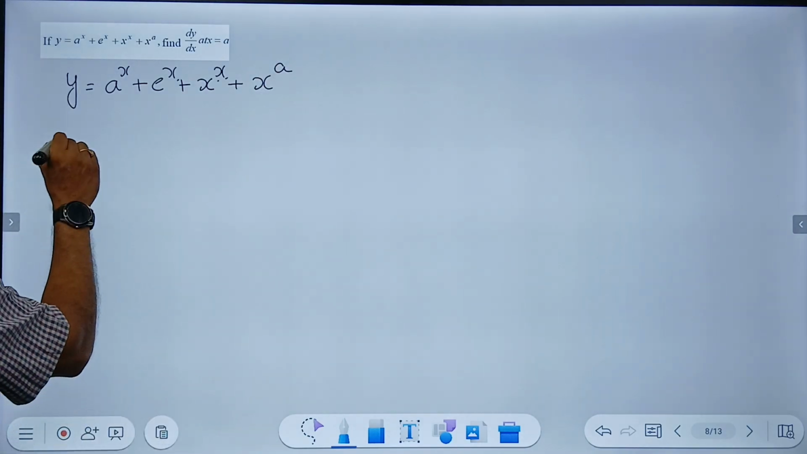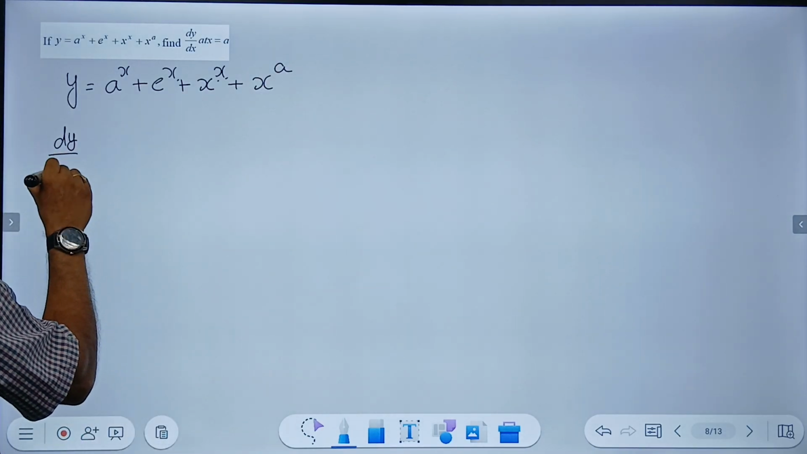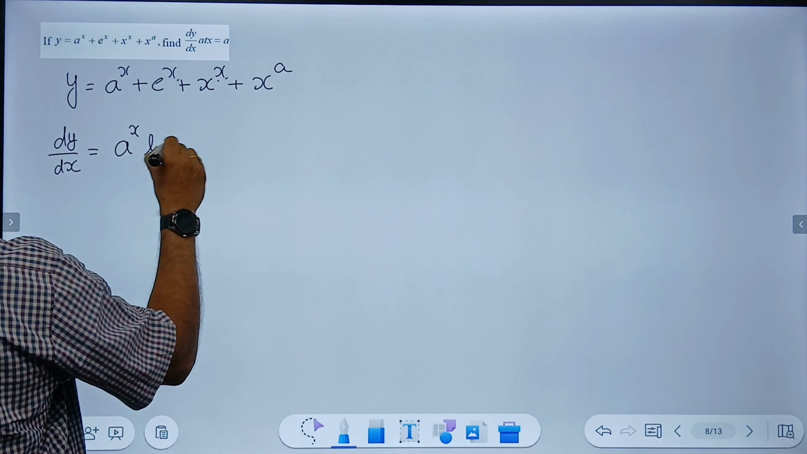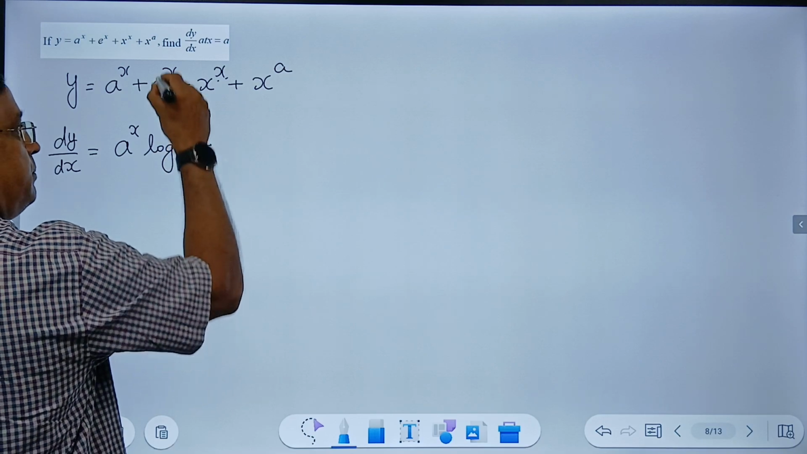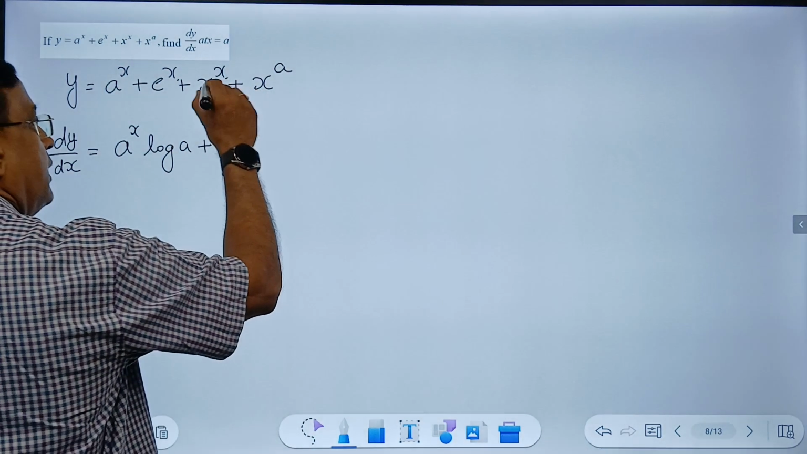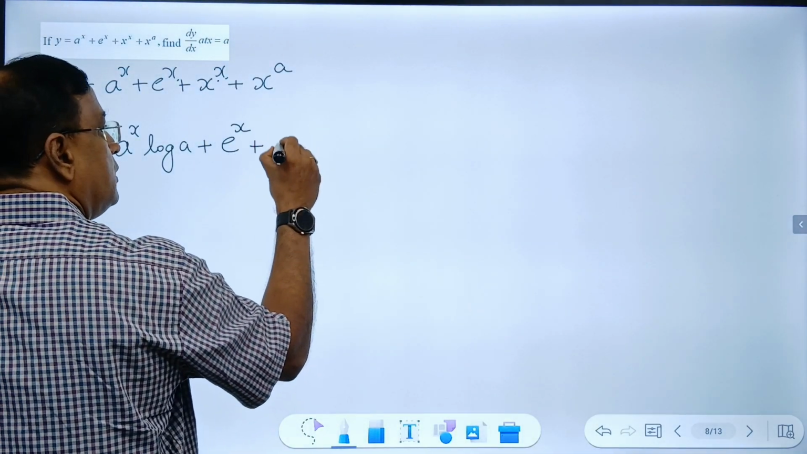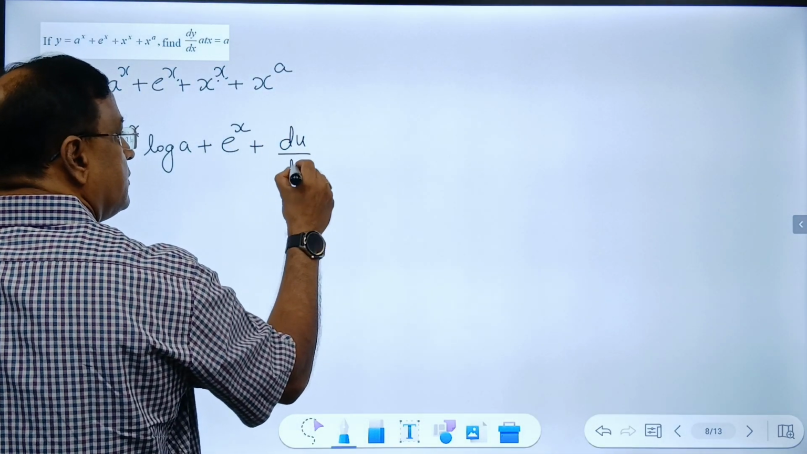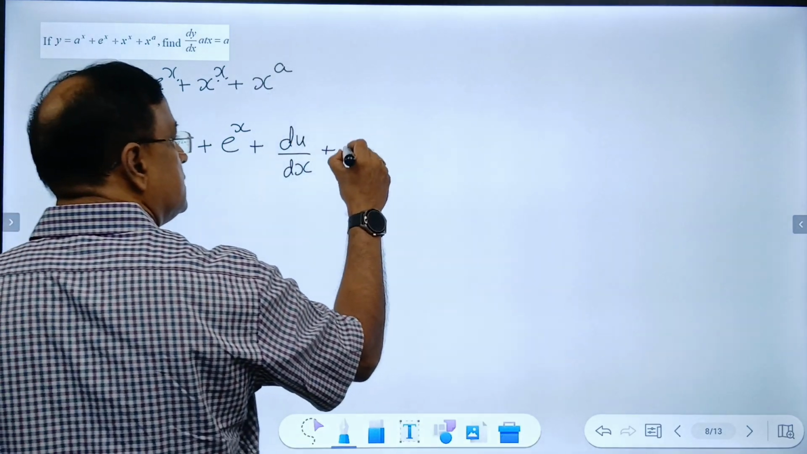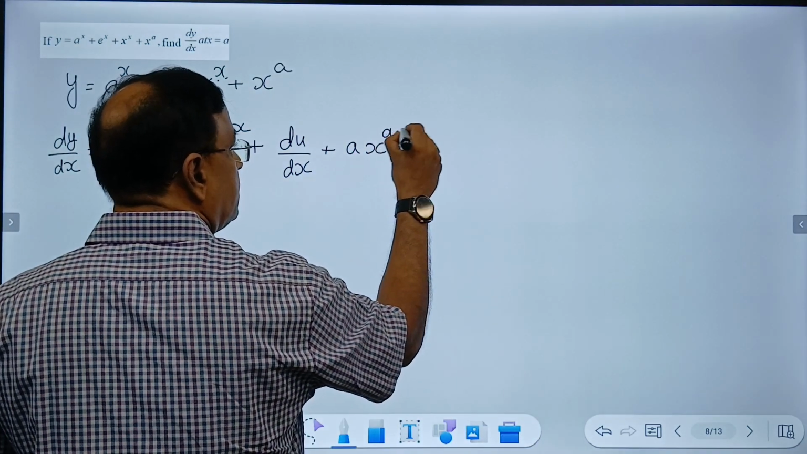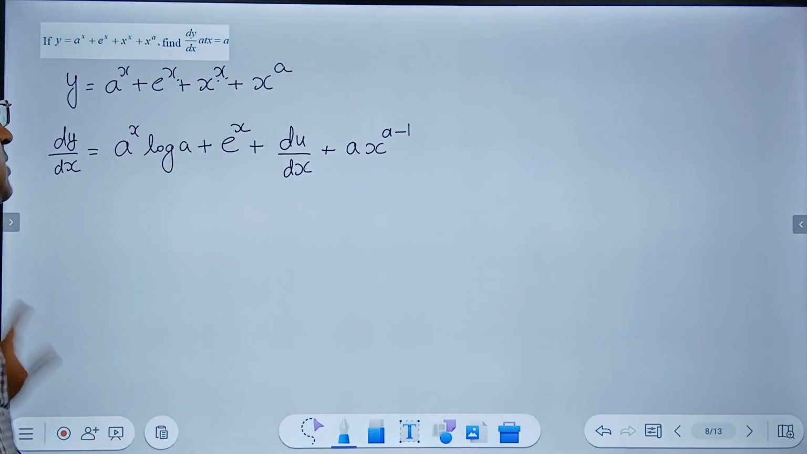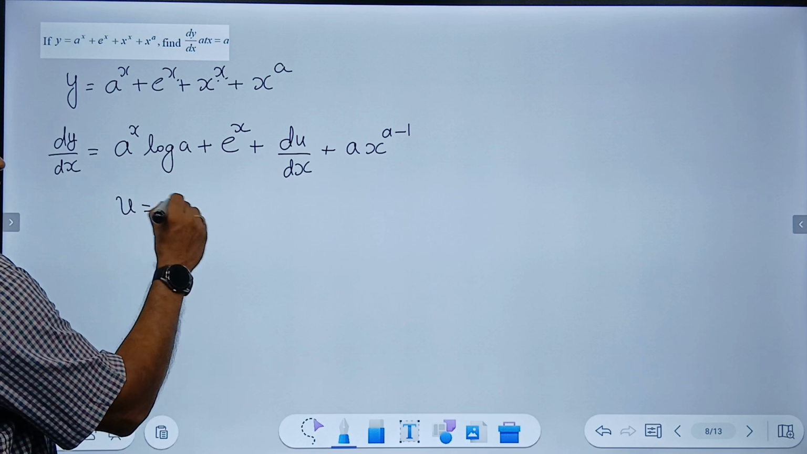Now I want to find dy by dx. You know a power x differentiation is a power x log a, direct. You know e power x is e power x. You don't know this, okay? So I will call it as du by dx. And x power a, variable raised to the power of constant, a x power a minus 1. So all that I need to do is figure out what is my differentiation of x power x, which we have already done. I'll repeat again.